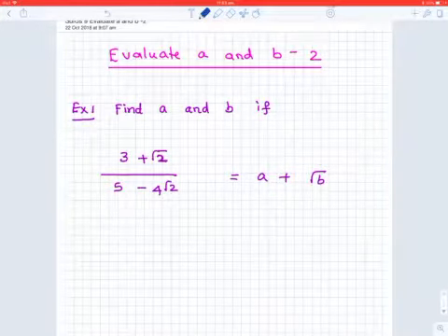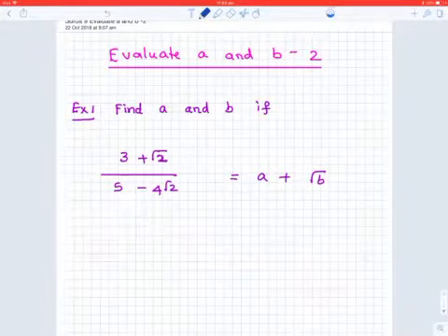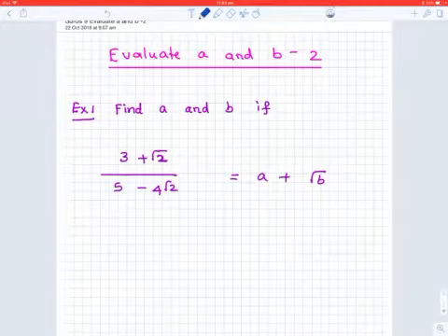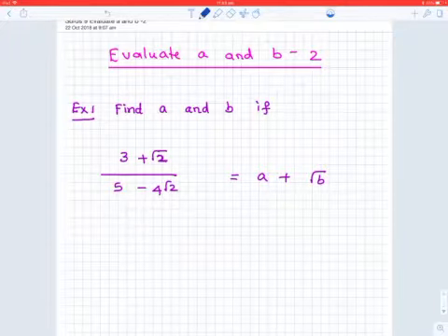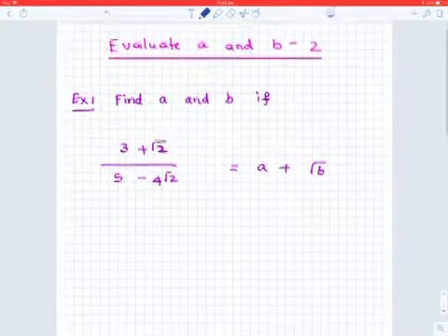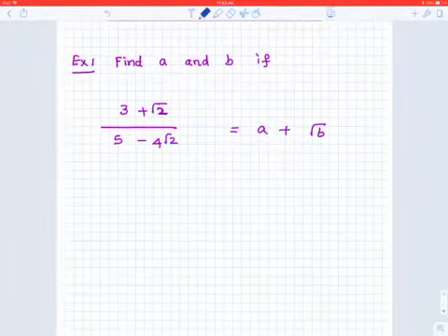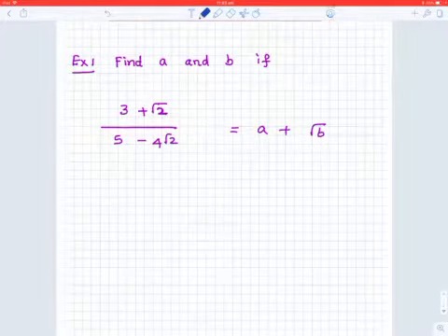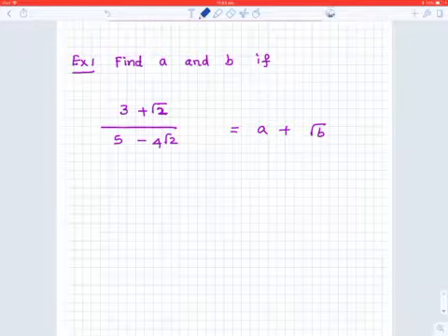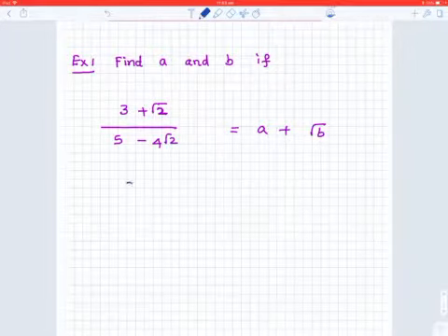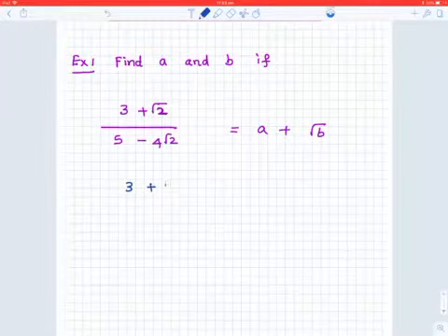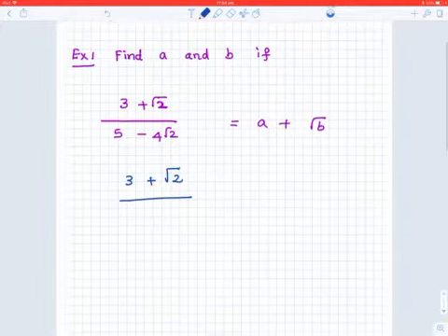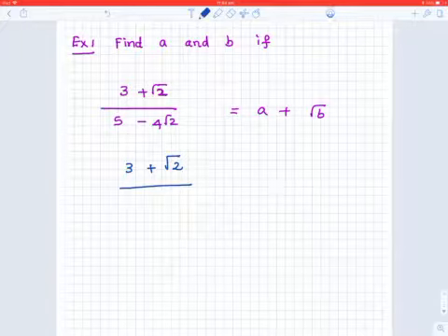Hello and welcome. Today we are going to evaluate A and B. Now, if I want to find A and B, I must have both sides with a number on its own and a surd component, but on our left hand side, we have a surd component in the denominator as well. So, the first thing I'm going to do is rationalize the denominator.